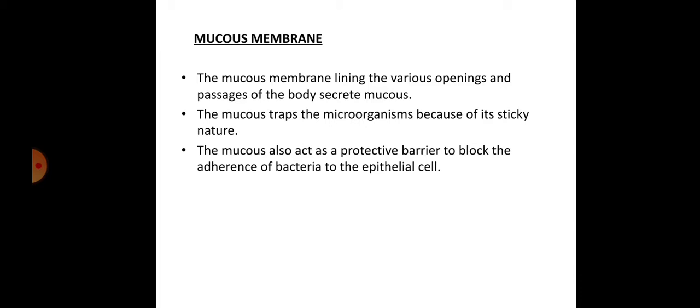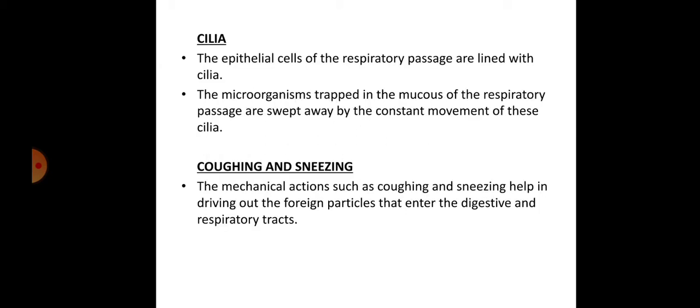On the mucous membrane you have some hair-like structures. These hair-like structures are the protective ones. By their movement to and fro, they make the microorganisms fall down, or they are swept away by the constant movement of the cilia.